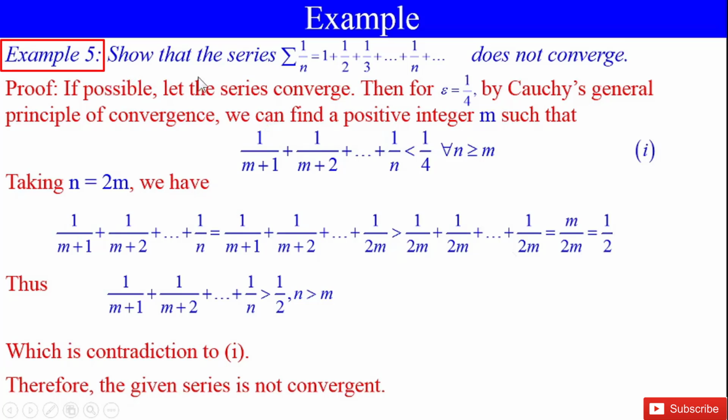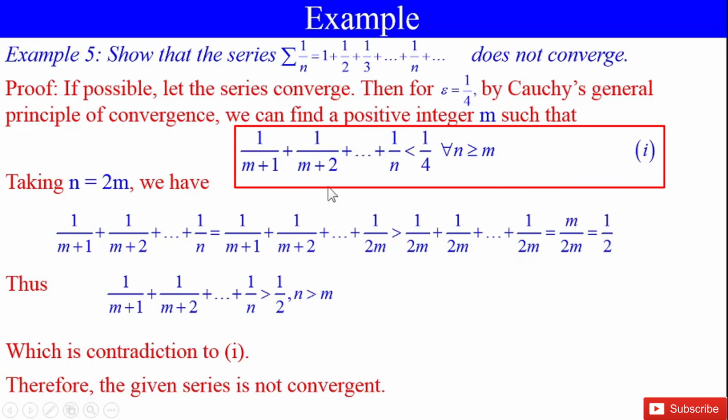Example 5. Show that the series sigma 1 by n, which is 1 plus half plus 1 by 3 plus up to 1 by n, does not converge. Proof: if possible, let the series converge. Then for epsilon equal to 1 by 4, by Cauchy's general principle of convergence, we can find a positive integer m such that 1 by m plus 1 plus 1 by m plus 2 plus up to 1 by n is less than 1 by 4 for all n greater than or equal to m, which is equation number 1.